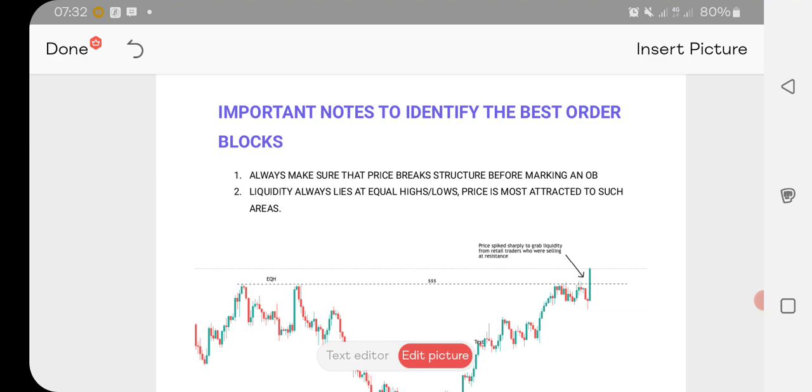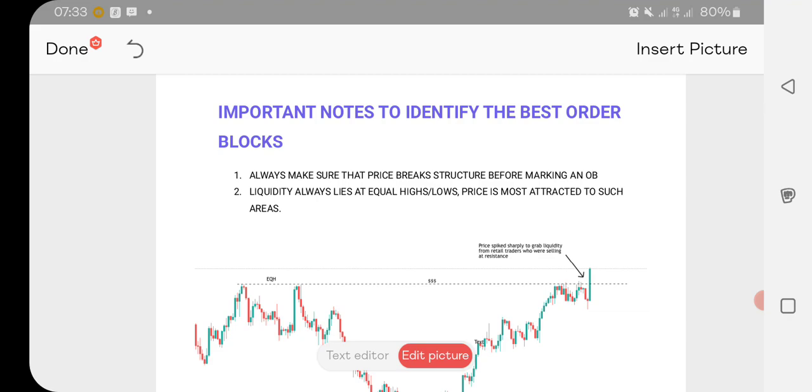The first thing that we need to understand is to always make sure that price breaks structure before making an OB, an order block. Price has to break structure first, and then you have to return back to that order block, and then you can continue with what you wanted to do, if you want to buy or to sell. So the first thing to understand is there should be a break of structure first. This should be one of your rules if you want to trade the best order blocks. The first has to be a break of structure, either to the downside or to the upside.